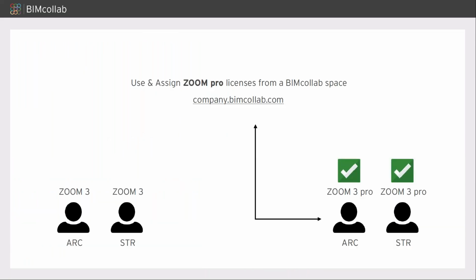So how does this work? You can have a pool of licenses on your BIMcollab space and assign specific users from your space to have one of these licenses. So if they connect to one of your projects and they are assigned a license, they will all automatically change to a Zoom 3 Pro version, allowing them to run these specific Pro features.